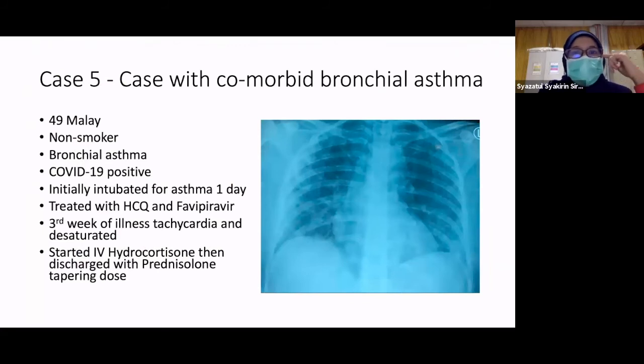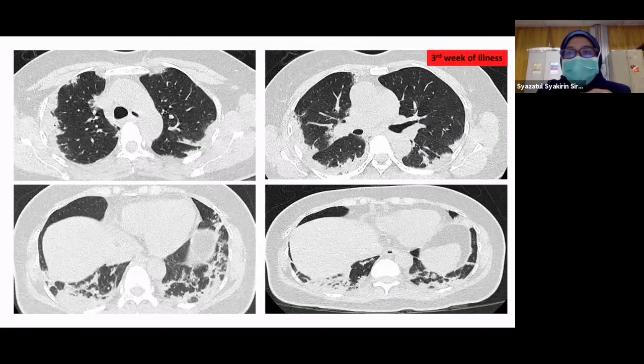Case 5 is a case with comorbid bronchial asthma, 49, Malay, non-smoker, COVID-19, initially intubated for asthma for a day, and in the third week of illness, developed tachycardia and desaturated, thinking of acute exacerbation of bronchial asthma. This is what happened after the third week of illness. Of course, you could observe the organizing pneumonia.